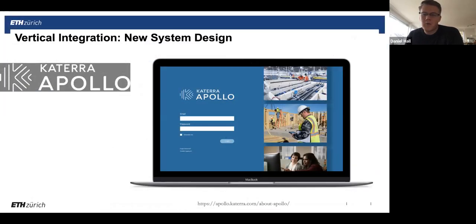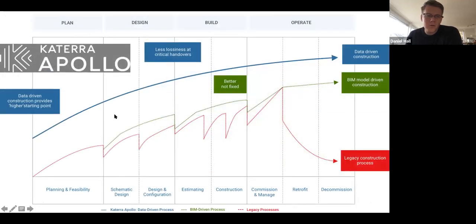I don't have too much more data about this. You can go onto YouTube and see their keynotes about Katerra Apollo, although I still feel like there's not a lot of information out there about it. But essentially, it's a new platform. This is their goal. Again, this is a bit PR promotional, but this is how they describe it.